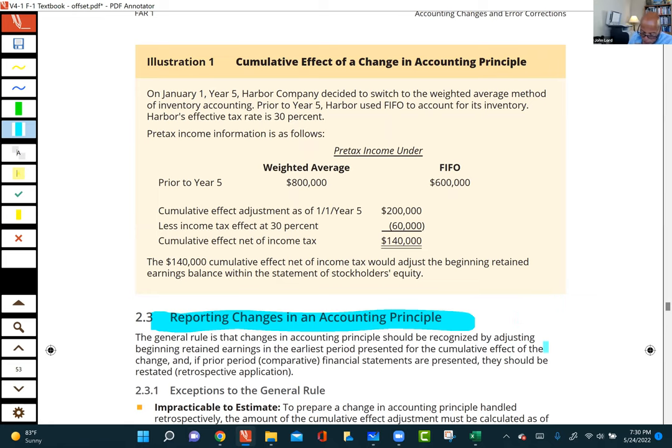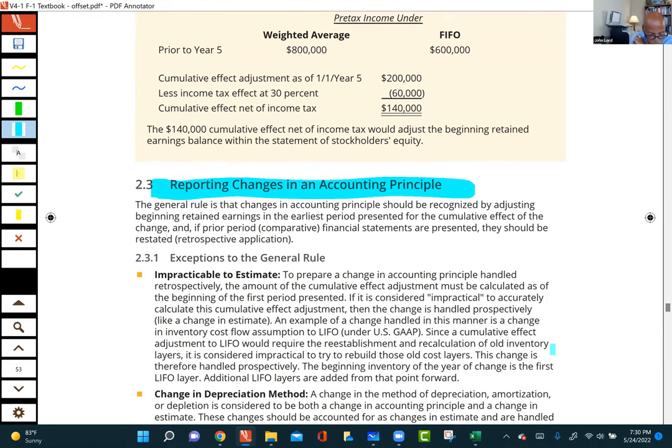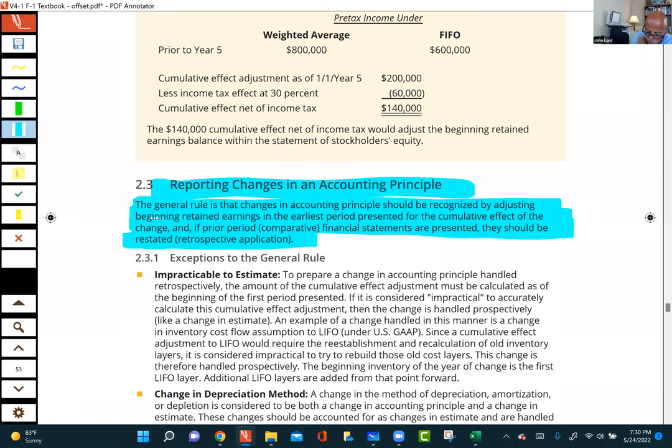Okay, reporting change in accounting principle. Let's just take a look now. The general rule is that a change in accounting principle should be recognized by adjusting beginning retained earnings of the earliest period presented for the cumulative effect of the change. And if prior period comparative statements are presented, they should be what? Restated. And that's where it gets confusing, because we're restating it, but we're calling it what? Retrospective application.